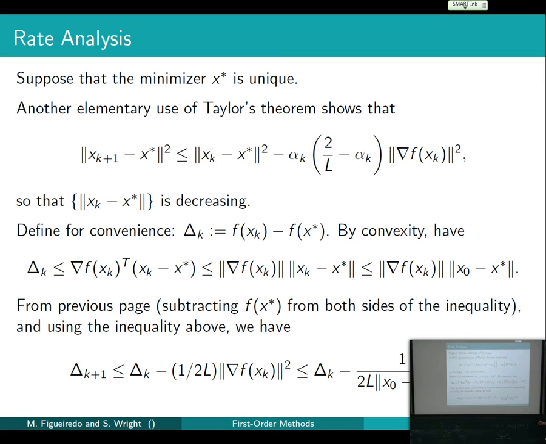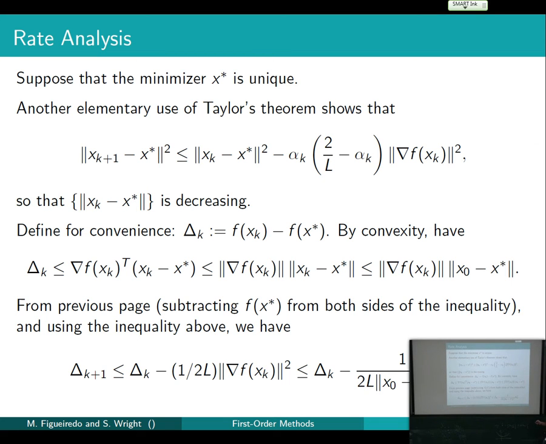Okay, what else can you say? I guess Francis had very similar arguments to this. By applying Taylor's theorem in a slightly different way, you can find that if you've got a unique solution, the distance between x_{k+1} and that unique solution is given by the distance between x_k and that solution squared minus this amount.